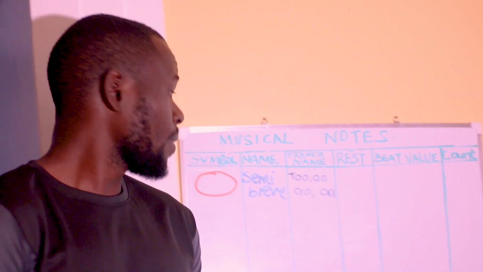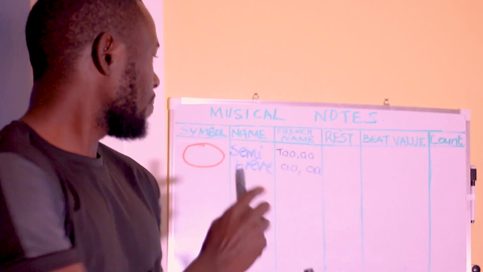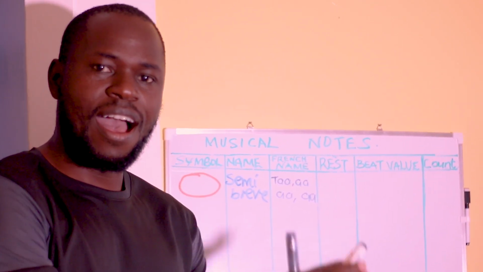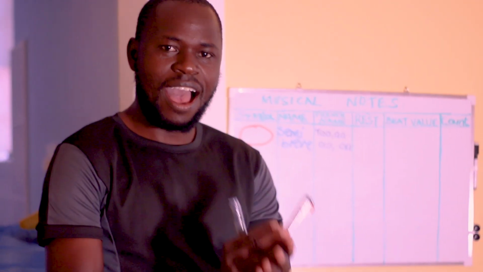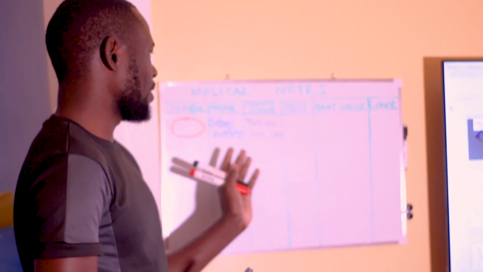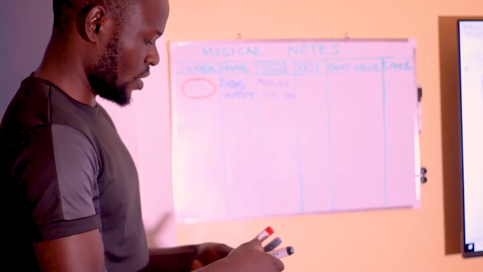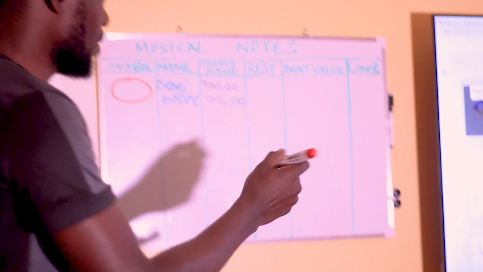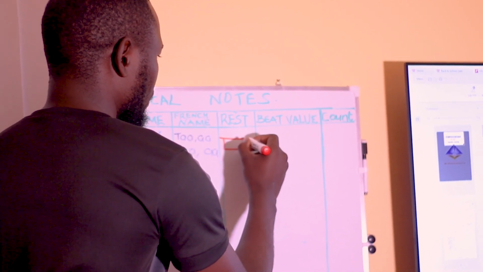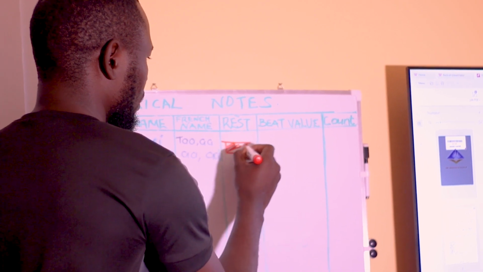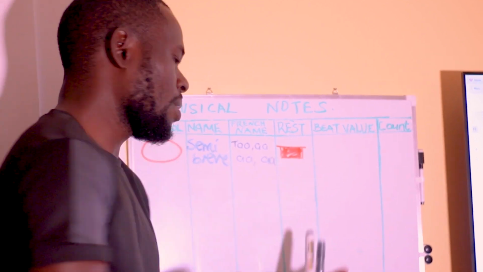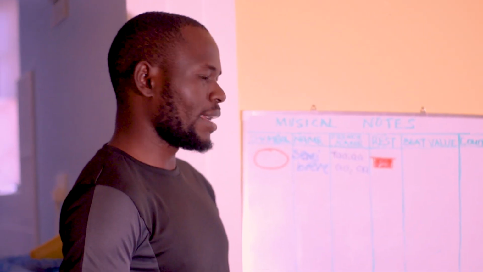The symbol is oval, the name is semibreve, and the French name is ta. You can count like ta, ta. That is the French name for the semibreve. Then the rest of this note looks like a graduation gown. You draw something like that, then you share it. The rest of the semibreve looks like a graduation gown.